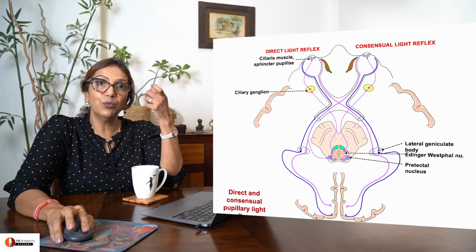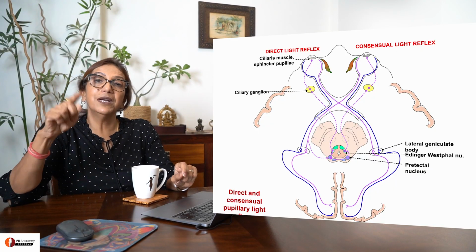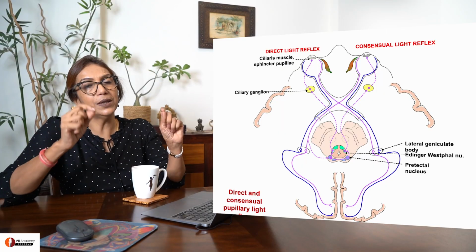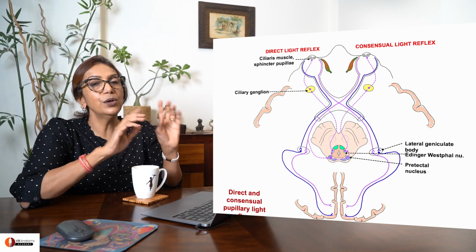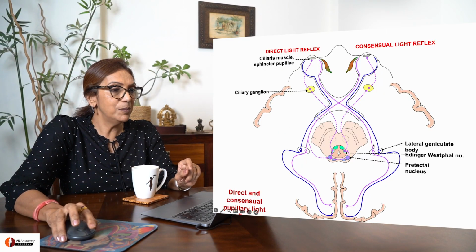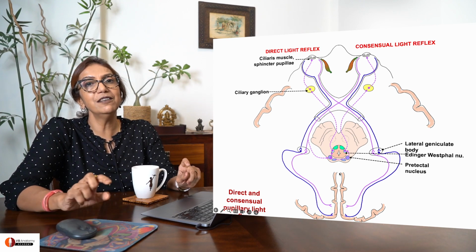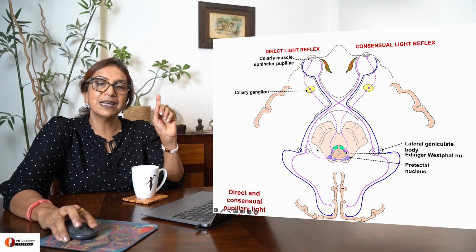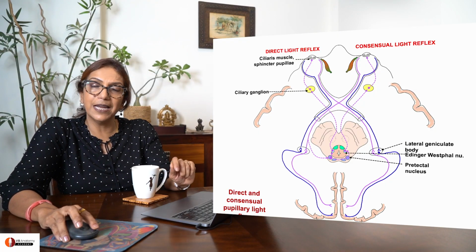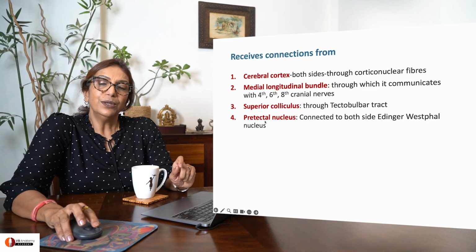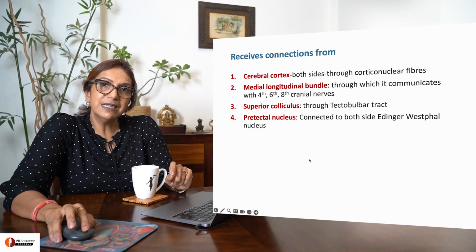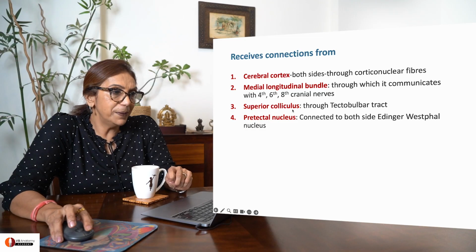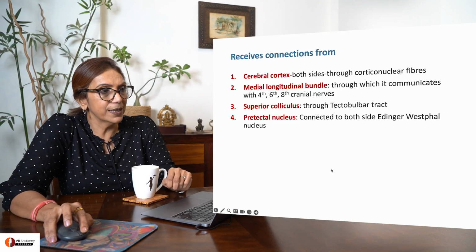So, when you put light in one eye, the other eye is closed, but it will still show pupillary constriction. Both eye pupils will constrict, not only the same side. Why? Because the pretectal nucleus is wise enough to stimulate both sides' Edinger-Westphal nucleus. So, this is the direct light reflex and consensual light reflex. Therefore, the third nerve nucleus receives information from the cerebral cortex, medial longitudinal bundle, superior colliculus, and pretectal nucleus.